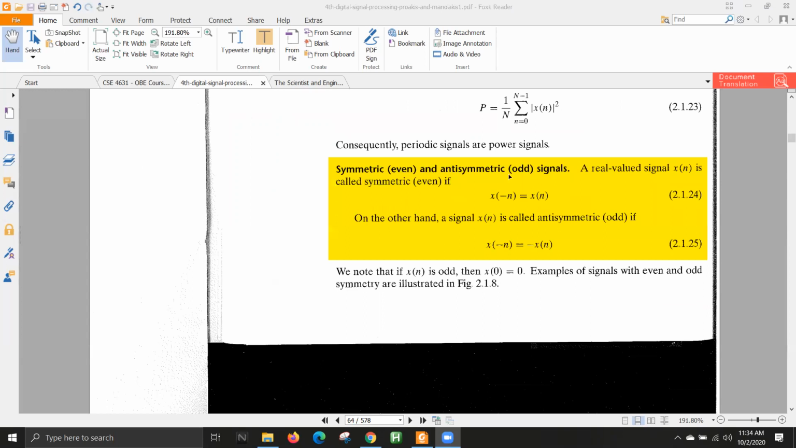And symmetric and anti-symmetric signals. So symmetric signals, otherwise known as even signals, are those that have the same amplitudes for the negative samples. That means x[n] for all n values, the amplitudes we get, if x[-n] also gives the same amplitudes, then it is called a symmetric signal or an even signal.